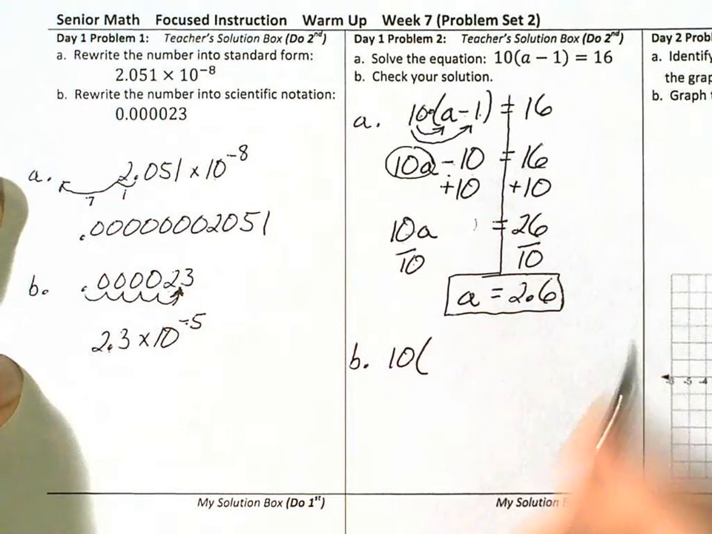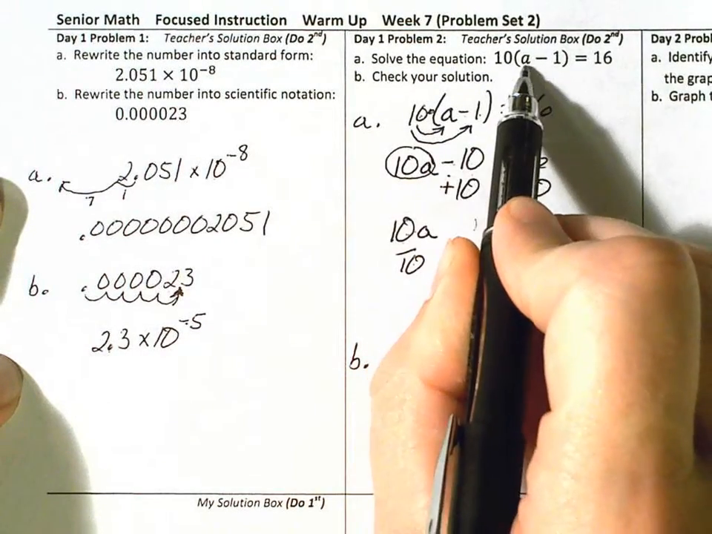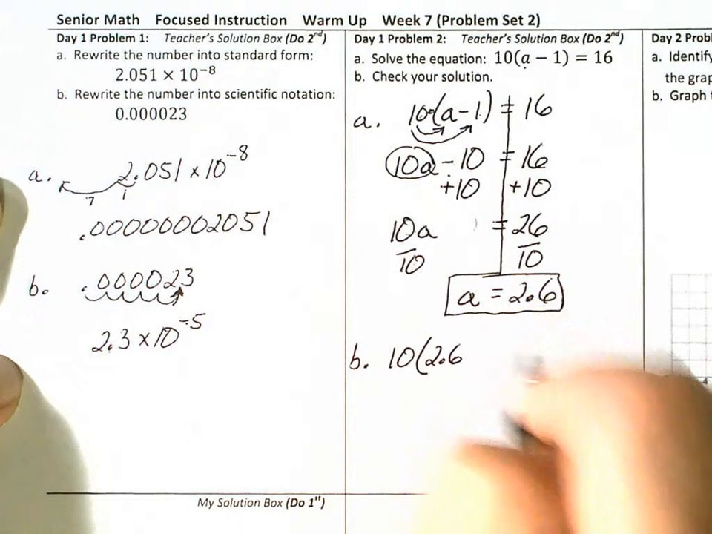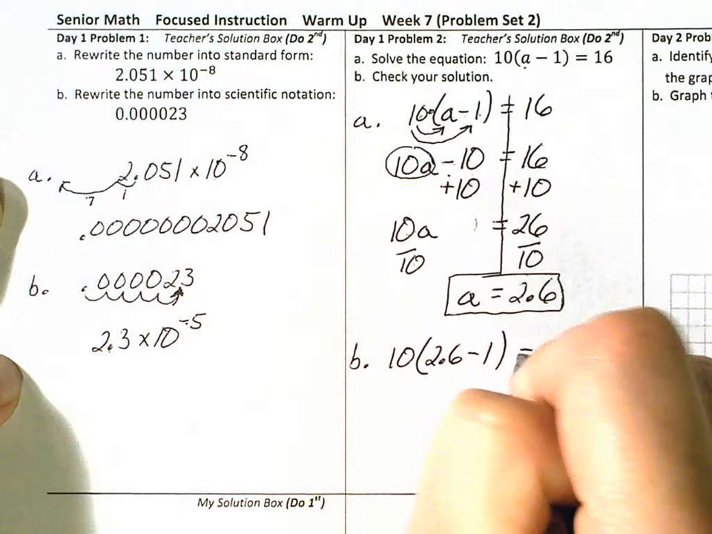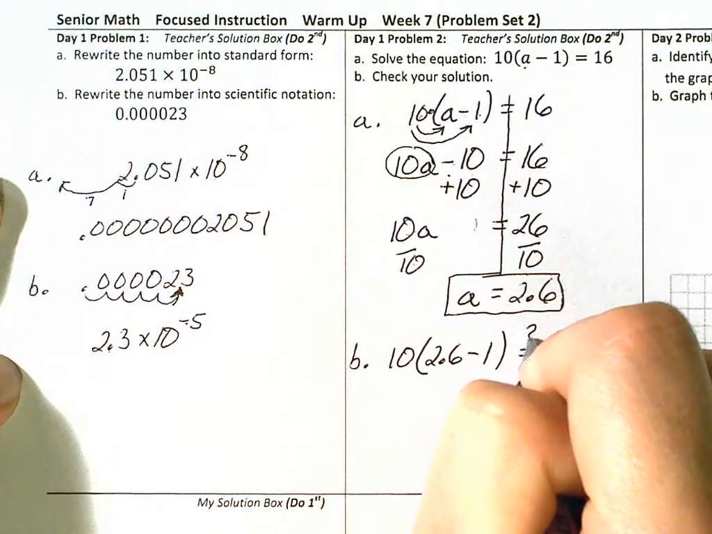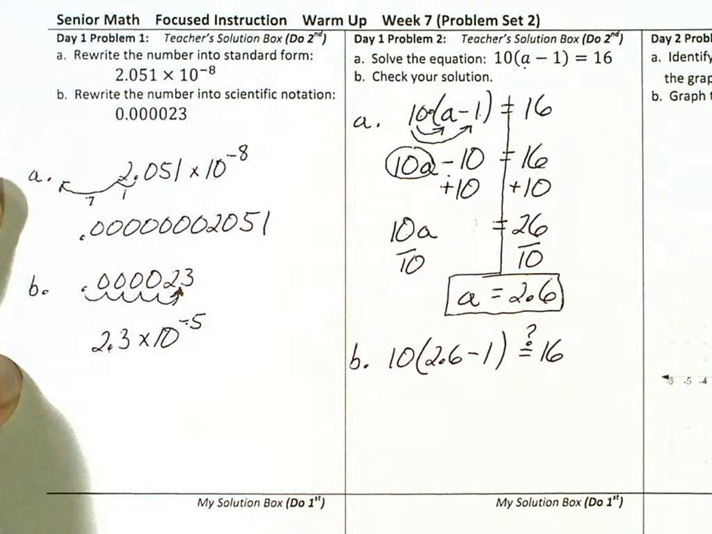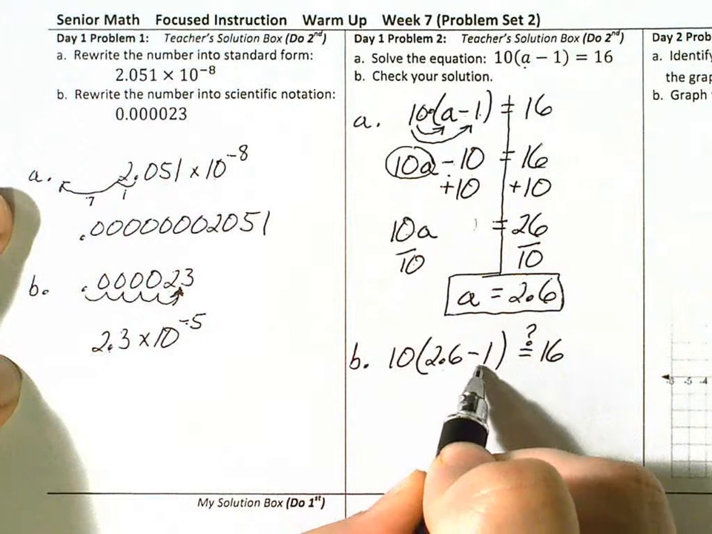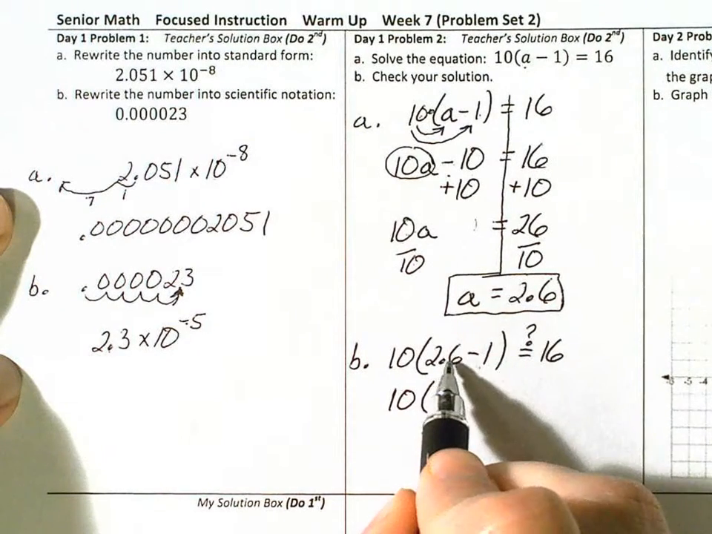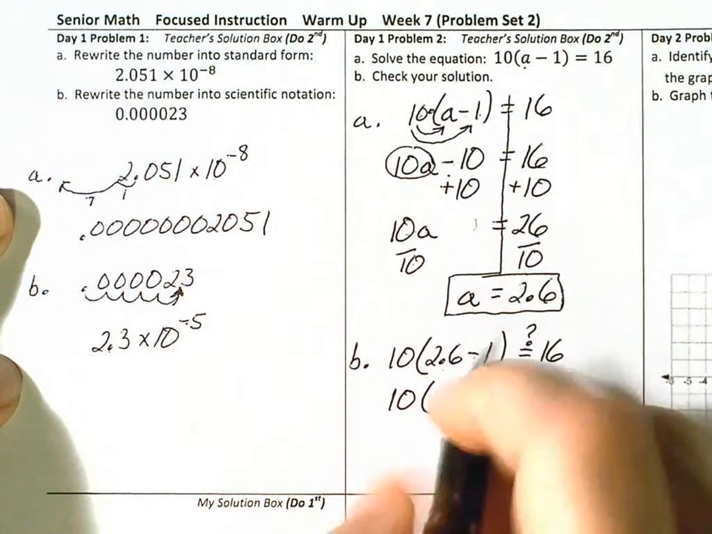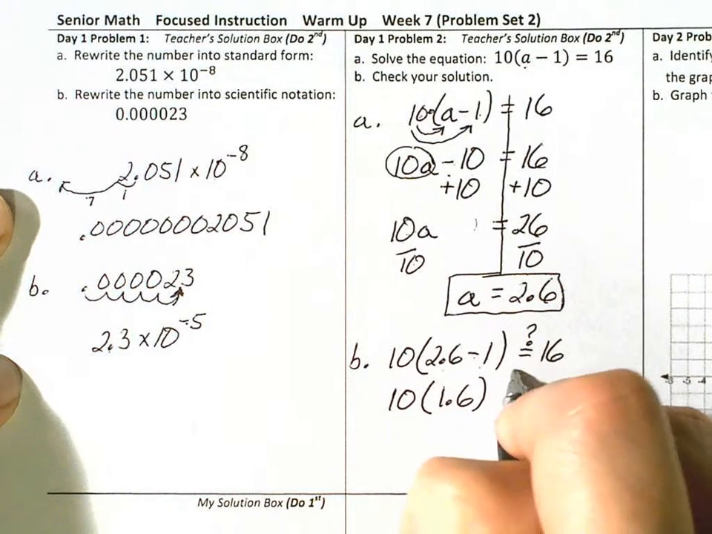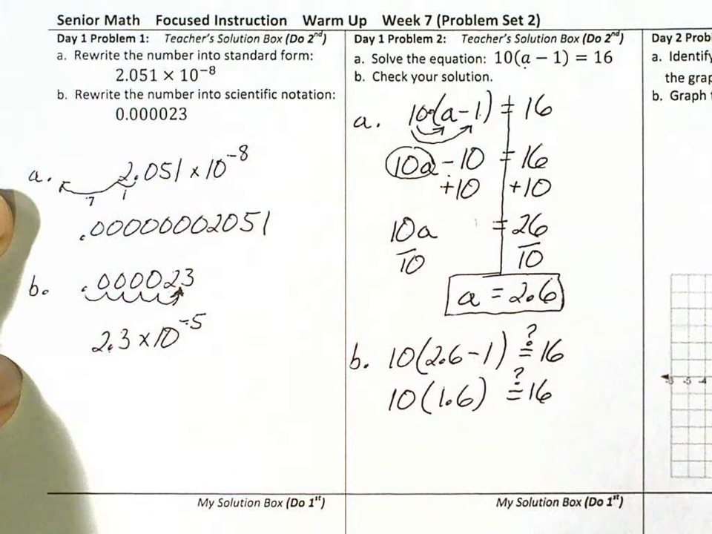10 parentheses, fill in 2.6 here. Take away 1, and we wonder, is that equal to 16? So following order of operations and doing the work in the parentheses first, this becomes 10 times 2.6 subtract 1 is 1.6. And is that equal to 16, we're wondering?